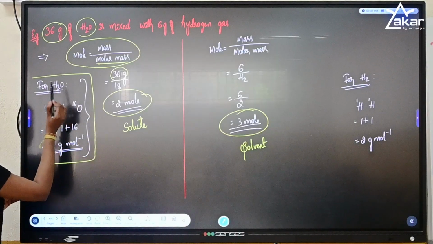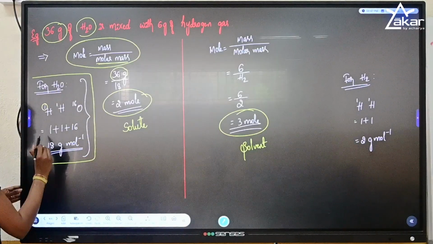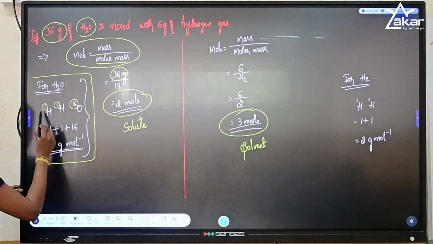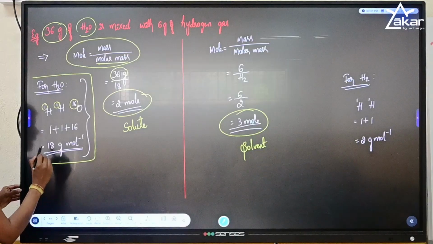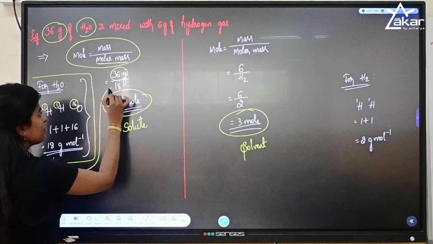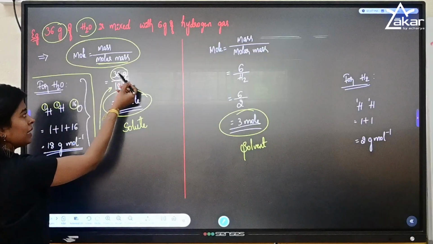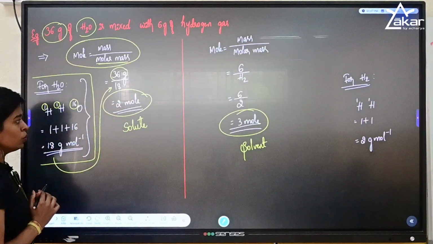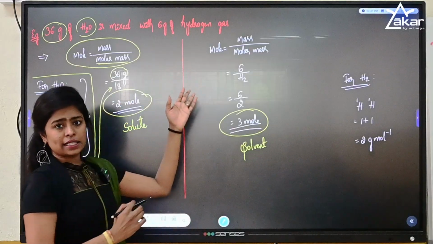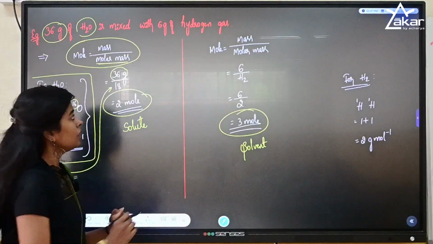So H2O, mass of hydrogen is 1, mass of oxygen is 16. So 1 plus 1 plus 16, total 18 grams per mole. So let us substitute this 18 grams here, so that if I divide 36 by 18, I will get 2 moles. So now similarly we have to calculate the same thing for hydrogen.